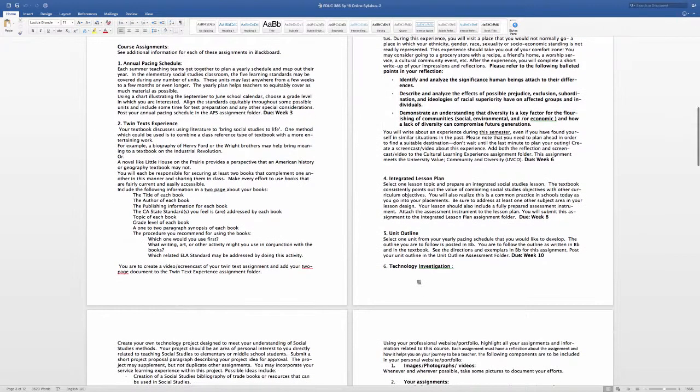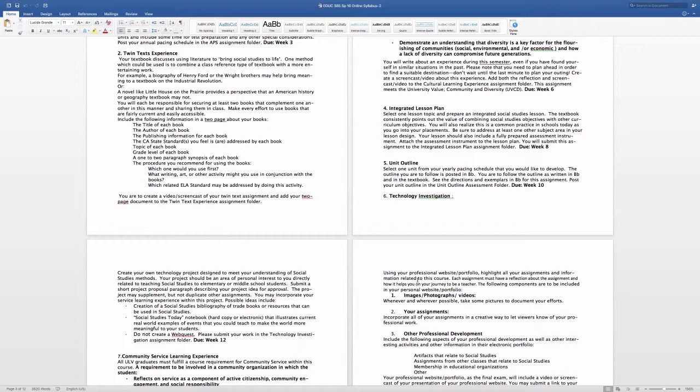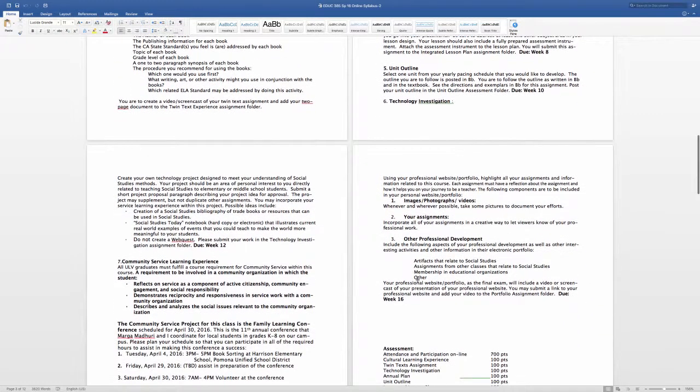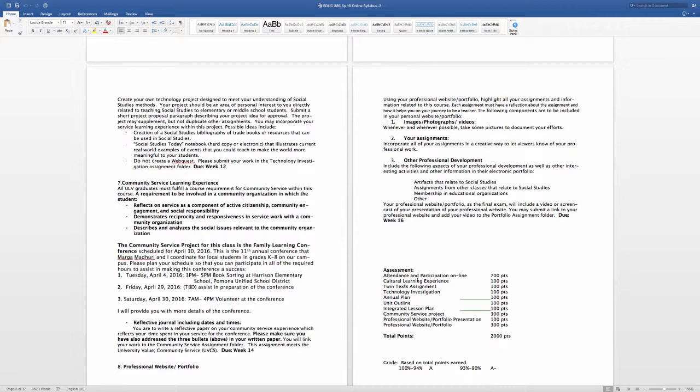You're going to create an integrated lesson plan. We talked a little bit about how social studies can be integrated into lots of other subject areas. You're also going to create a unit outline. You won't be creating a unit per se, but an outline that you will find, I think, very informative in how to create a unit of instruction for students. It'll be more than a lesson plan. It could be lots of lesson plans, but we aren't going to create a lesson plan for the unit, but we are going to create the unit outline. And then you're going to investigate some technology, something that's related to social studies that you could probably use in your social studies class. Our community service this semester will be the Family Learning Conference on April 30th.